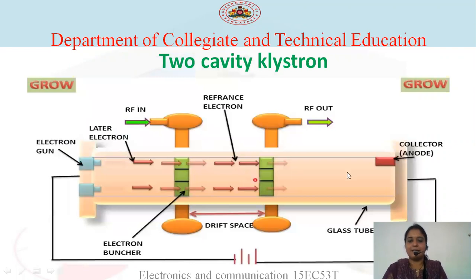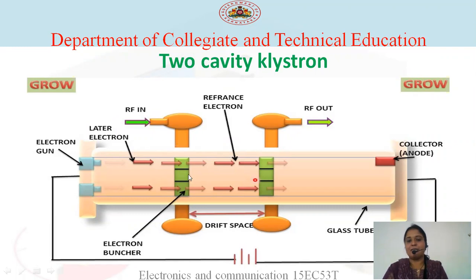Now see here the same diagram. This is the collector, which is at more positive voltage compared to this electron gun here. Correct? These polarities you can see. This is the drift space here. This is the buncher cavity. Correct? This is the catcher cavity here, where the output is taken, and here the input is applied.